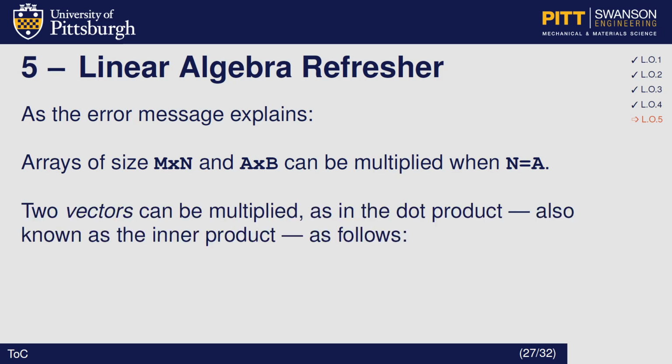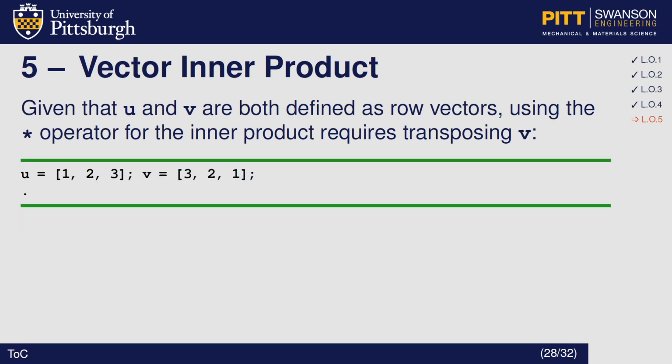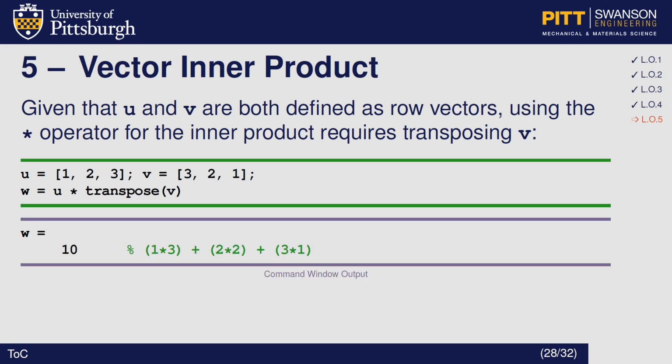In the case of vectors specifically, they can be multiplied together in the form of the dot product, also known as an inner product, as follows. A row vector times a column vector results in a scalar output. Knowing that u and v as defined previously are both row vectors, we have to transpose the vector v in order to use the asterisk operator to compute the inner product. Here, the inner product of u and v results in the scalar 10. For 1 by 3 vectors, this is equivalent to the dot product, which produces a single scalar value, if you remember from your previous classes.